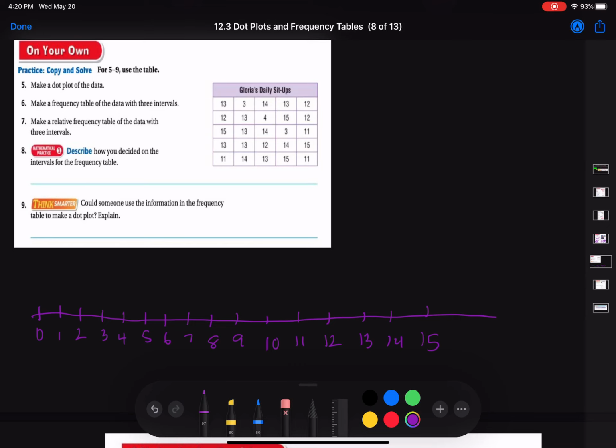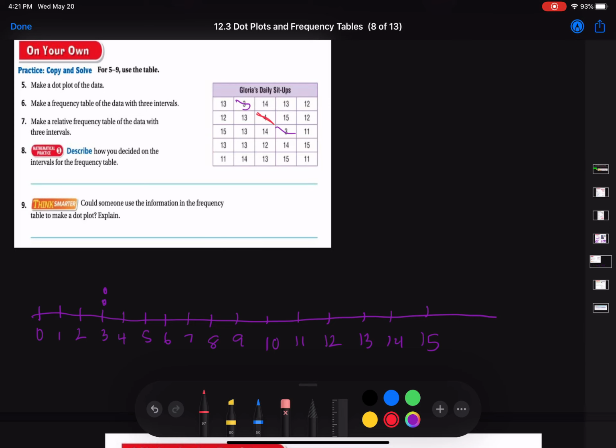Okay, so it says make a dot plot of the data. So the first thing we want to do is go through and check, are there any ones? It looks like it actually starts on 3. So 3, 3, and it looks like there's 2 of them. So we're going to put 2 dots above 3. I'm going to change the color. Now we're going to go to 4, and we see we got 1.